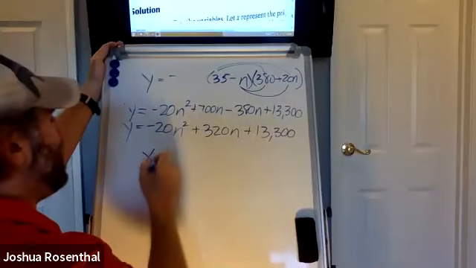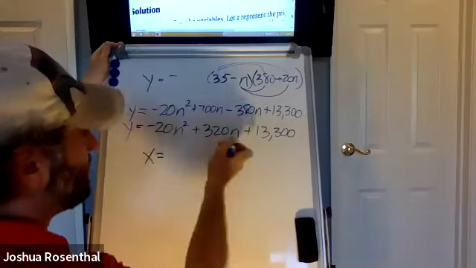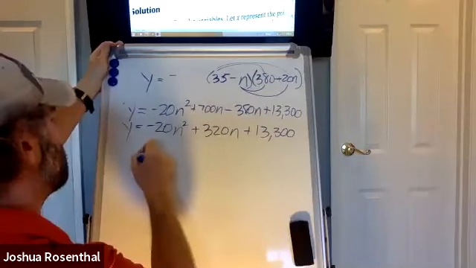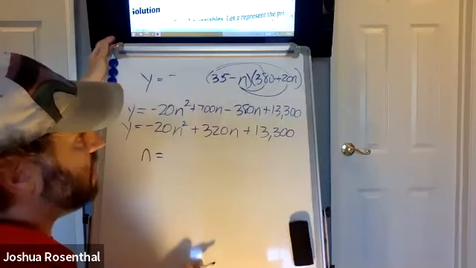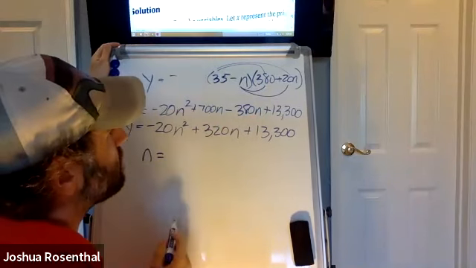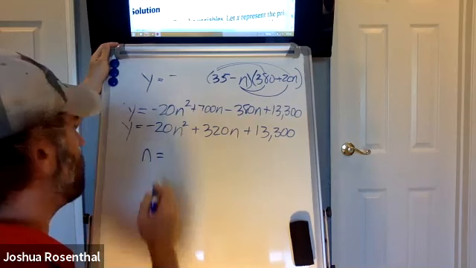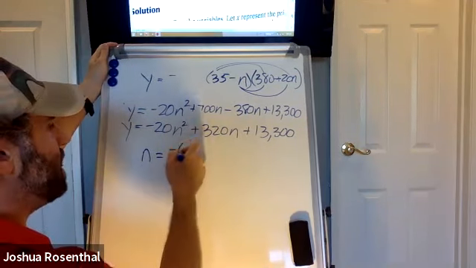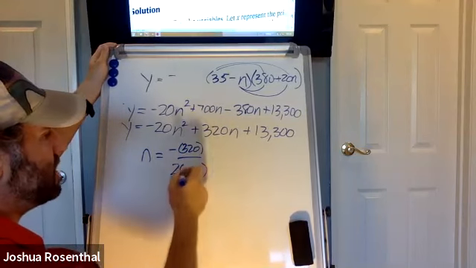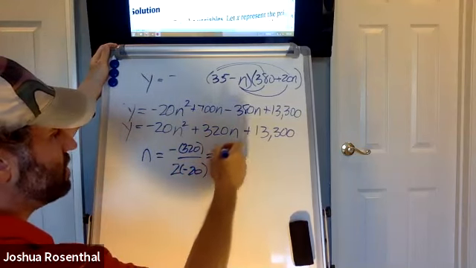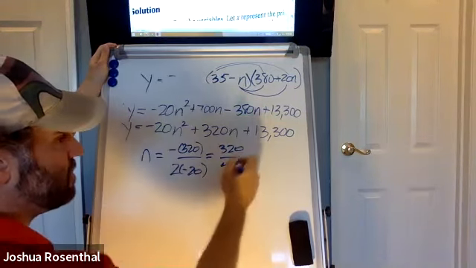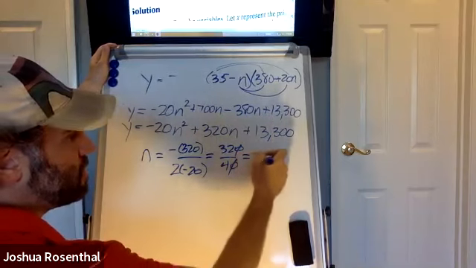Okay, so x here, or it's actually n in this case, which represents the amount of money you're going to drop the price. N is going to be negative b over 2a. B is 320. A is negative 20. So this is 320 over 40. Negative over a negative is a positive. 32 over 4 is 8.